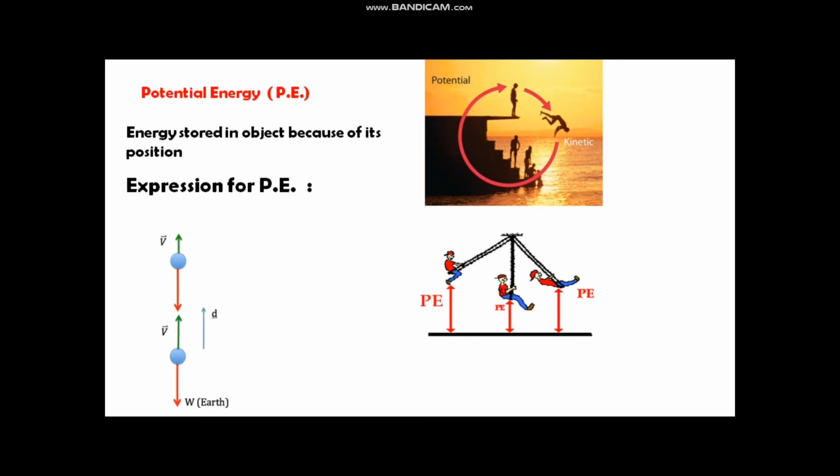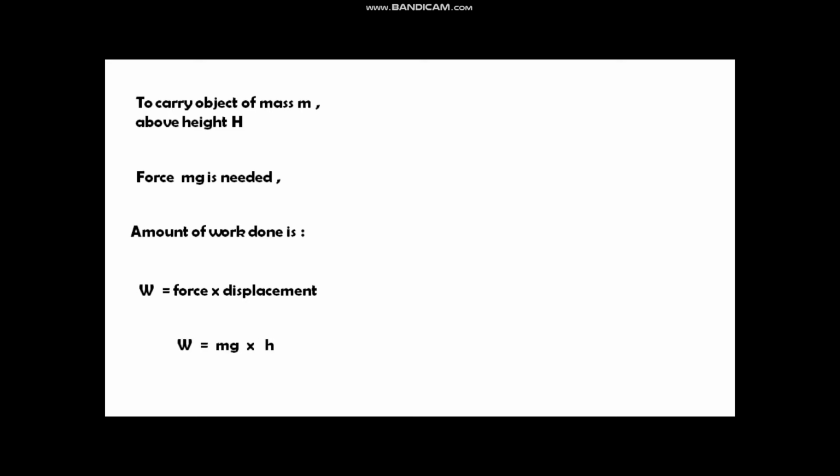To carry an object of mass m to a height h above the earth's surface, the force mg is needed. So after carrying this, the amount of work done will be W is equal to force into displacement. Mathematically we write it as mg into h. So W is equal to mgh. So we can define potential energy as m into g into h.